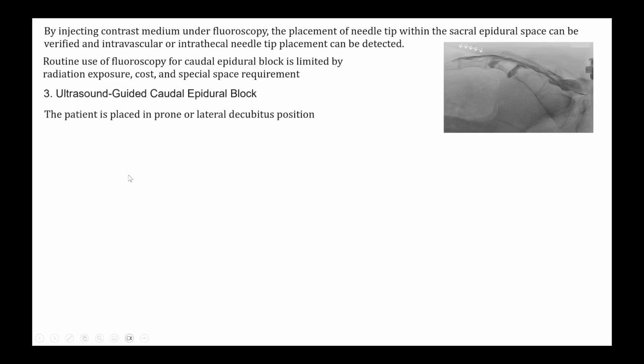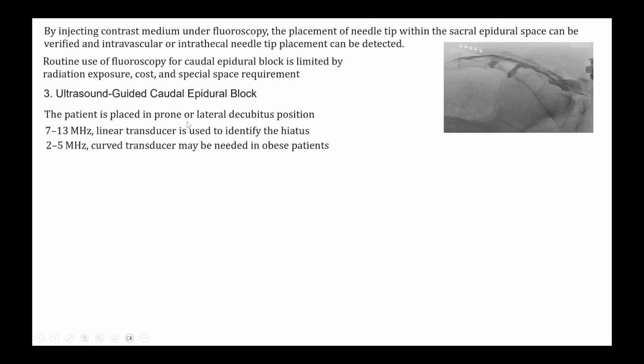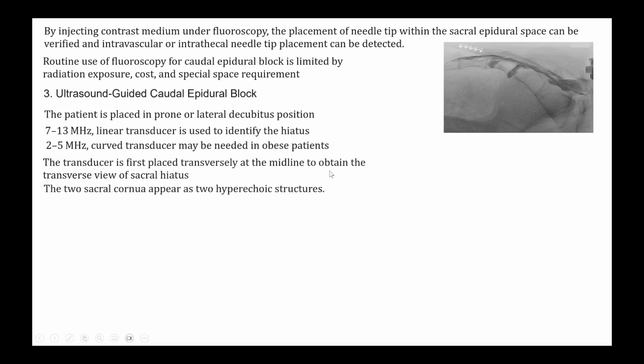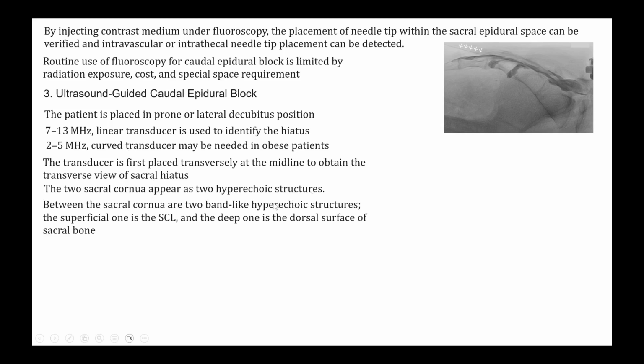The third thing is the ultrasound guided caudal epidural. So again, place the patient in prone or lateral decubitus position. The transducer that you use should be a 7 to 13 MHz linear transducer. For obese children or obese patients, you have to use a lower megahertz curved transducer. It is first placed transversely in the midline to obtain the view of the sacral hiatus, and the sacral cornua appear as two hyperechoic structures.